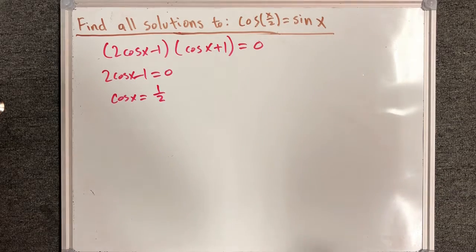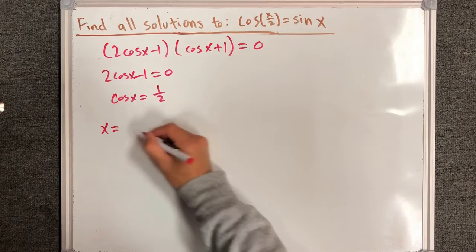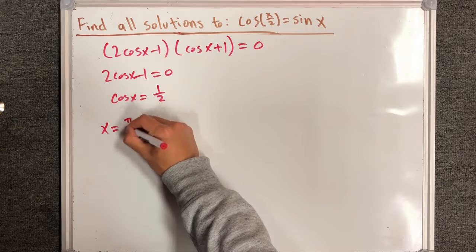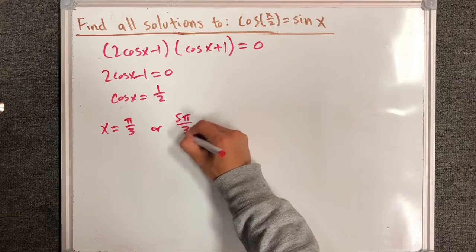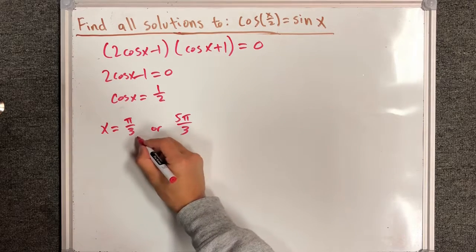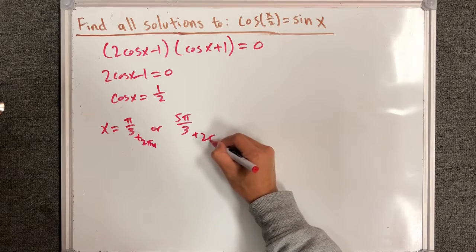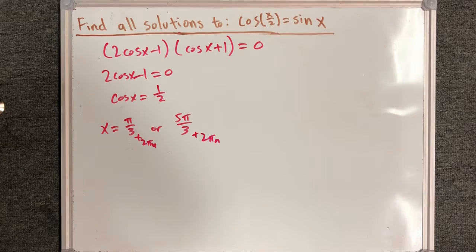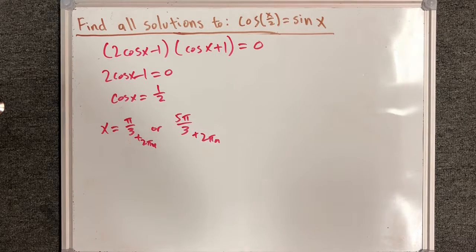There are two angles for x that will give me 1/2, which are when x is equal to either pi over 3 or 5 pi over 3. Now, since we wanted all solutions, we might be tempted to say that this was plus 2 pi n and plus 2 pi n to both of these. But we have to be a little bit careful with that, because remember, this was cosine of x over 2.